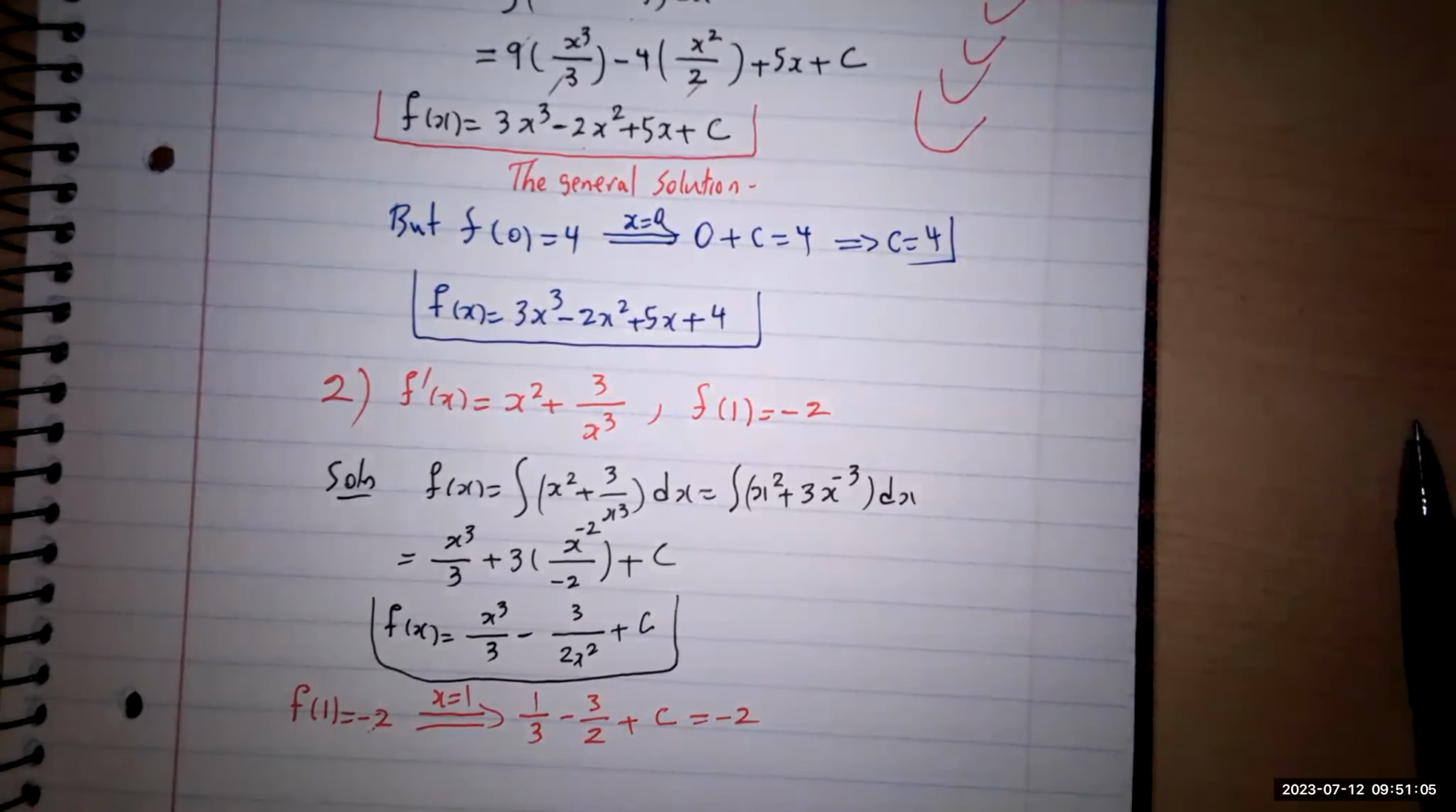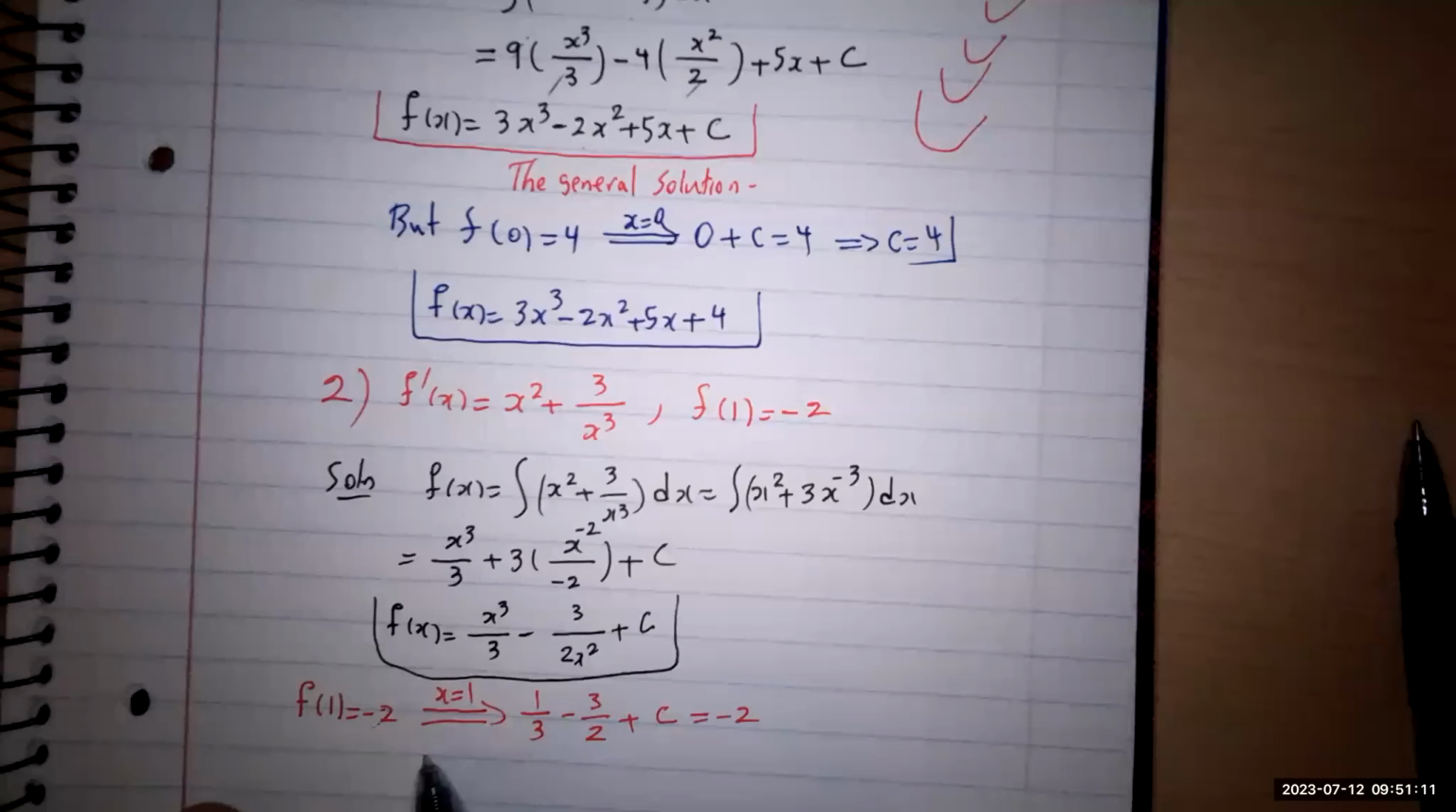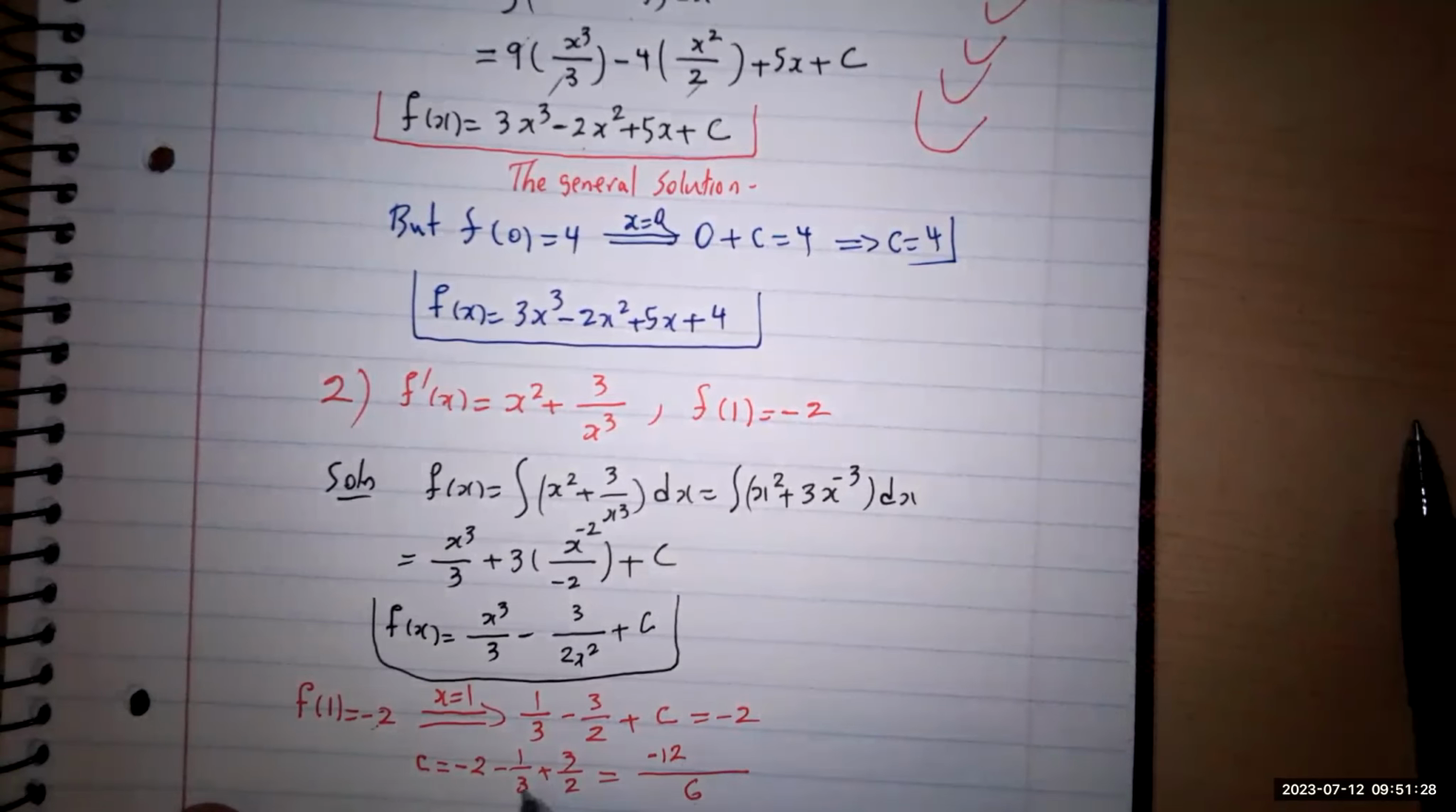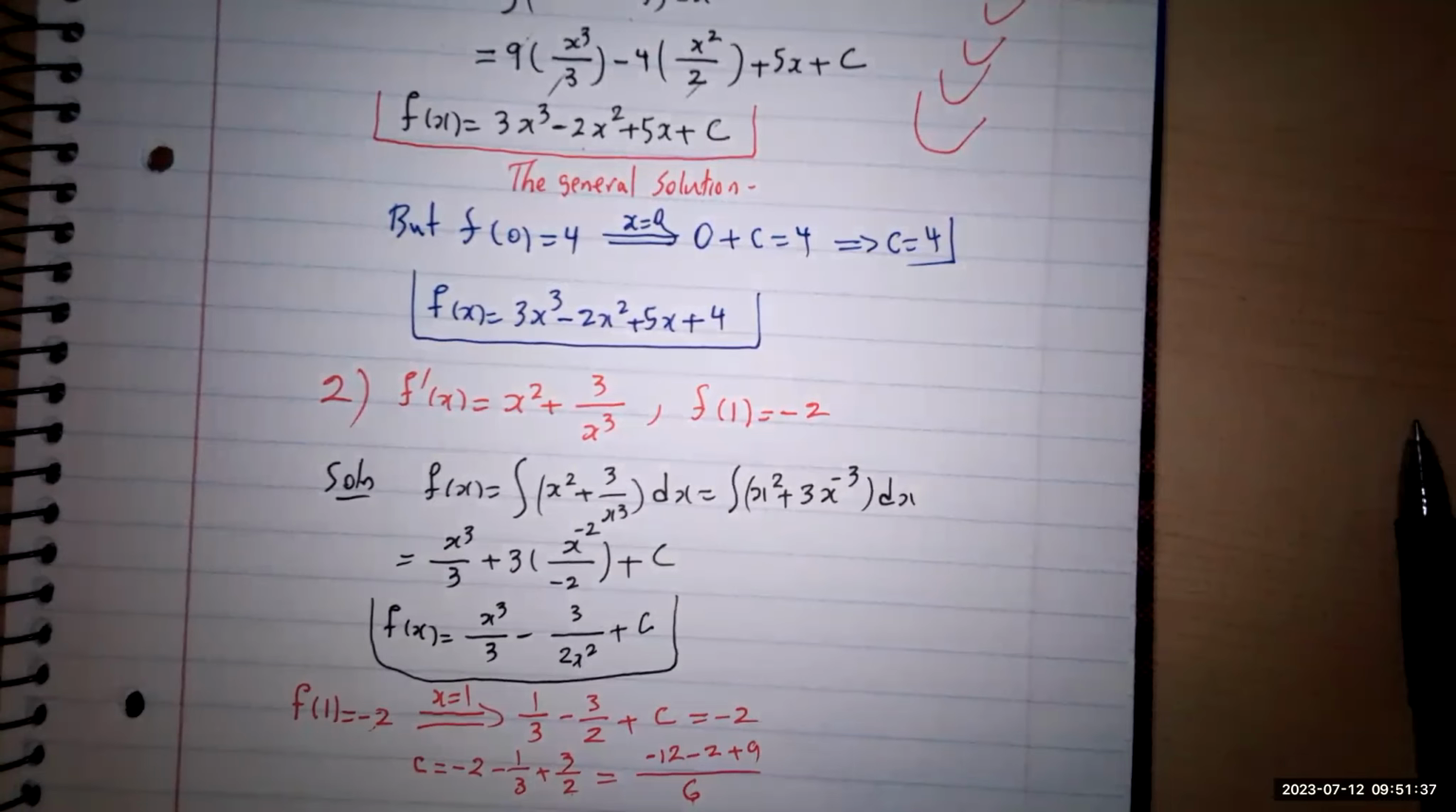And you do a little bit of simplification. We'll just move everything to the other side and then find the common denominator. So c is going to be equal to -2 minus 1/3 plus 3/2. So the common denominator would be 6. Okay, 6 times -2 would be -12. 6 divided by 3 gives you 2, that gives you -2. And 6 divided by 2 would be 3, 3 times 3 would be 9. So that gives -14, and the 9 is going to be -5/6. So c for this problem would be -5/6.